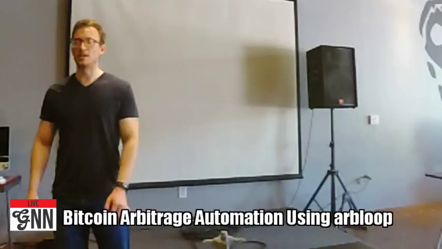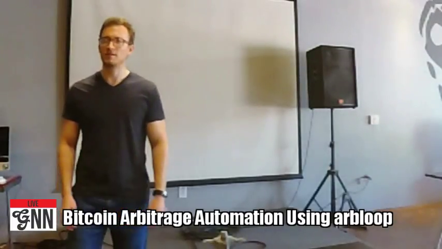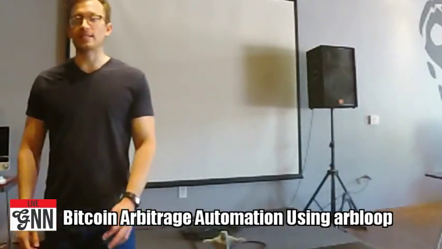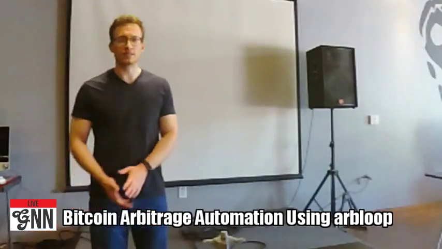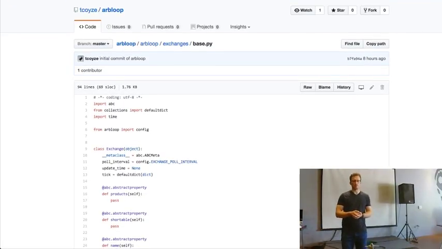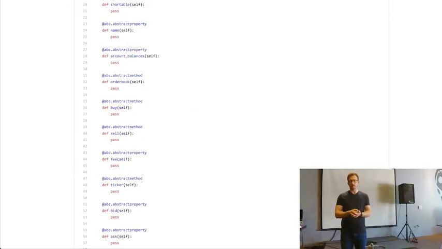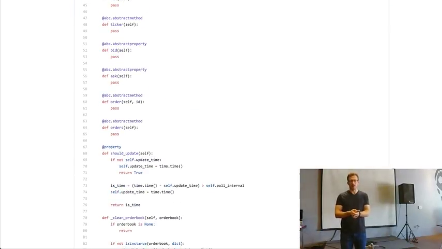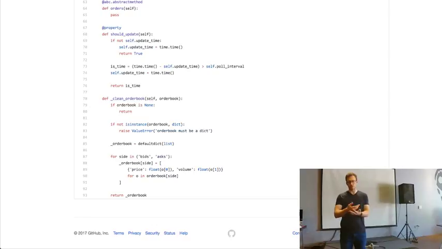But soon enough. So what was the deal with base.py? Base.py was an abstract base class for implementing exchanges. With an abstract base class, you're basically writing a contract between the library and the interface, saying this exchange must implement these methods to work properly.